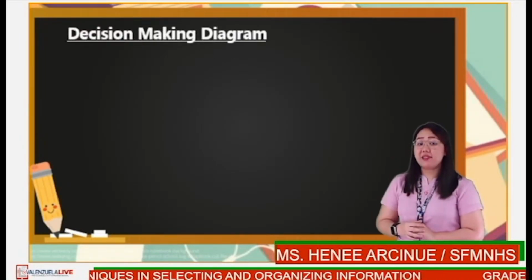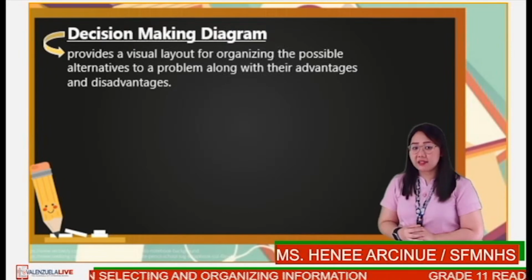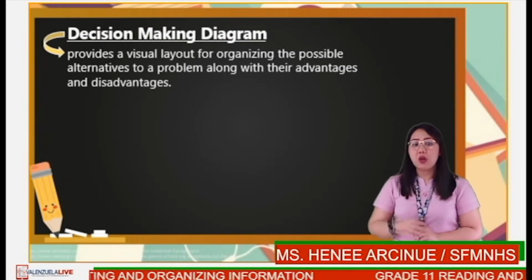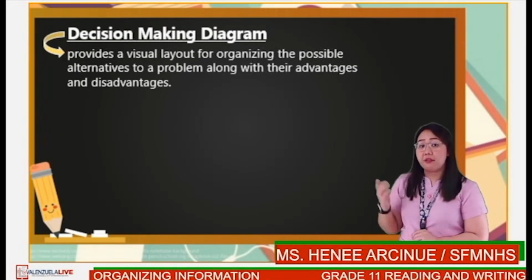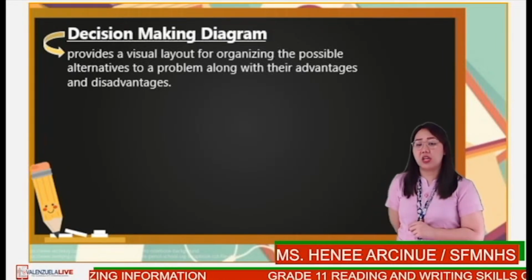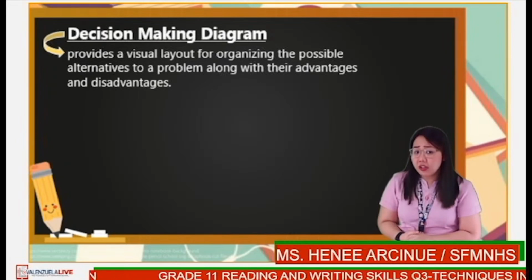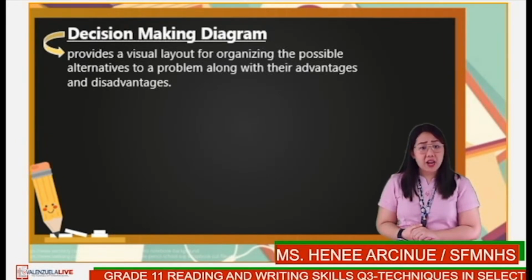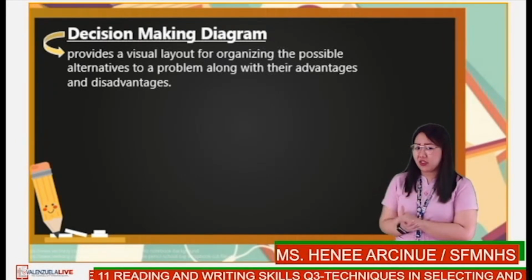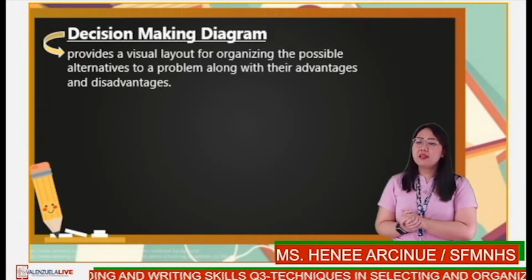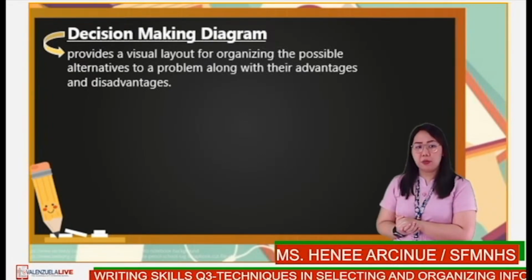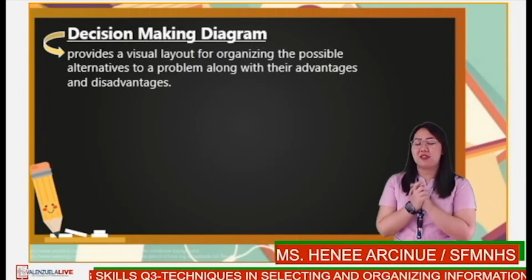Next is the decision-making diagram. It provides a visual layout for organizing the possible alternatives to a problem along with their advantages and disadvantages. You, being a senior high school student, did you create a decision-making diagram before taking the strand you have right now? Because this will definitely help you to be on the right path.